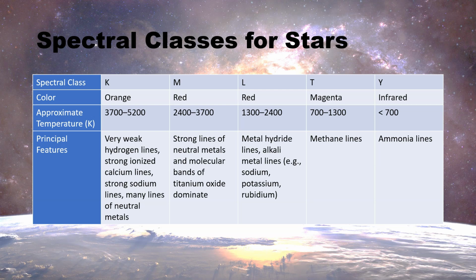And if you look at the lines here, as we start moving into the L, T, Y, you'll notice that the hydrogen bands that are very familiar in some of those upper level ones disappear, and we start seeing other elements become much more prominent, such that when we get to T and Y, we are actually getting methane and ammonia as the principal features.